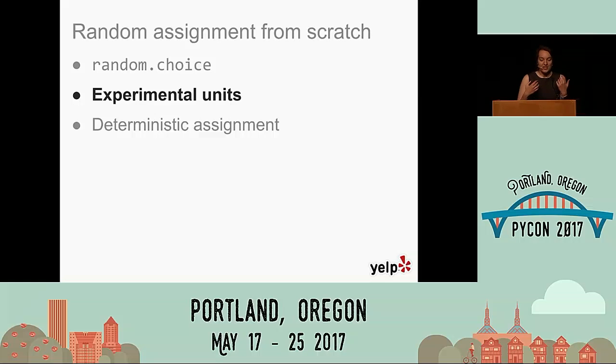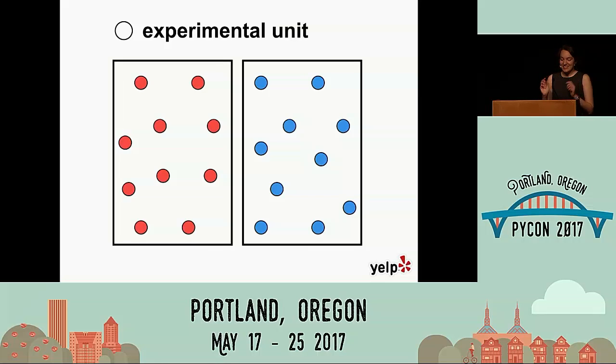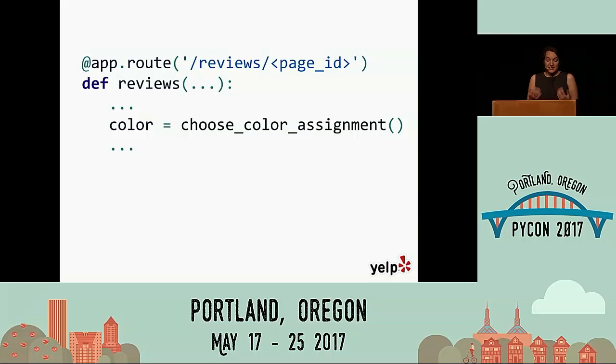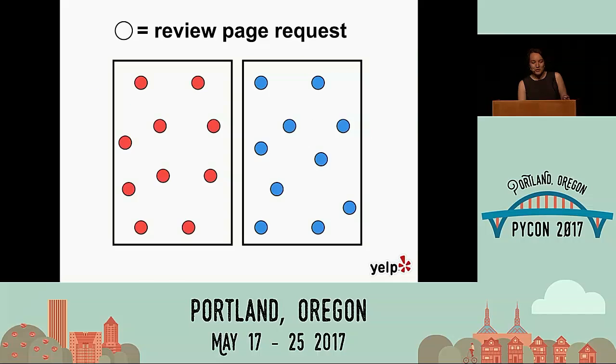So why did this happen? It was because we weren't thinking about our experimental units. In experiment design land, an experimental unit is what we're assigning to the variant. So going back to an earlier image, we can think of each of these dots as an experimental unit. In this case, the code is calling choose color assignment on every page request, which means our experimental unit is the review page request.